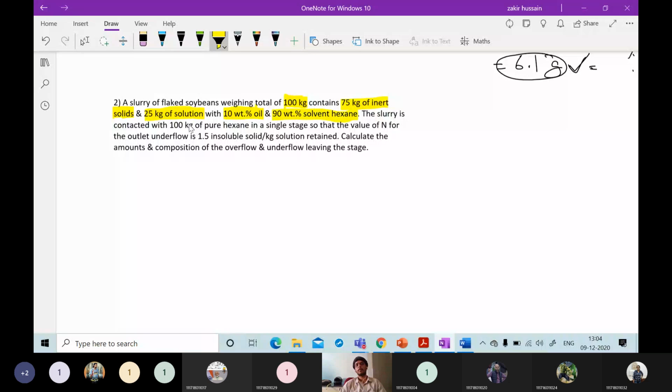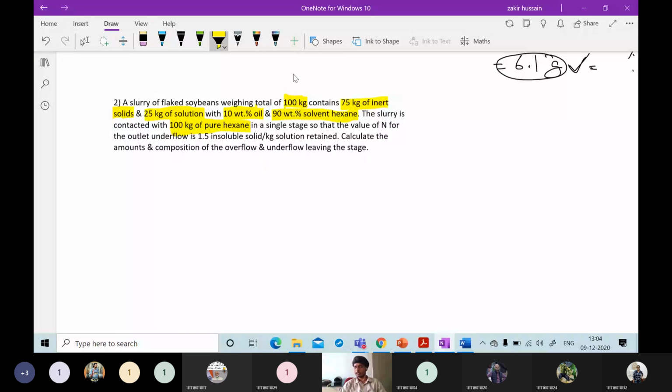So among this 25 kg of solution, this C is 10 weight percentage. 25 into 0.1 is the weight of oil inside the feed, and 0.9 into 25 kg is the weight of solvent A in the feed. Then the slurry is contacted with 100 kg of pure hexane. Pure hexane or fresh solvent, both are the same. Whenever they refer to hexane as fresh or pure, that means only A is there in the solvent stream, whereas B and C are not.